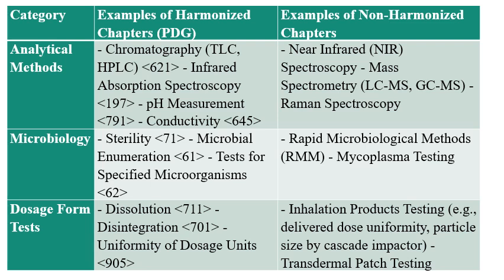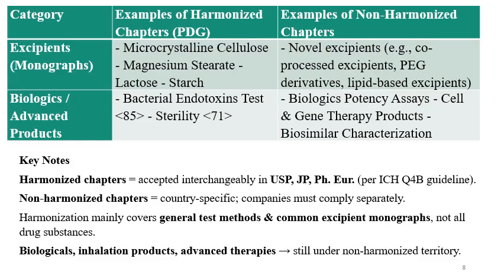Dosage form tests, dissolution, disintegration, uniformity of dosage units, these are harmonized. And non-harmonized dosage forms are like inhalation product testing, then the transdermal patch testing. These are coming under the non-harmonized chapters. I suggest you go through the recent understanding and recent updates on these examples so that you will have the current knowledge. Excipient monographs are also harmonized for MCC, magnesium stearate, lactose, starch, and these are non-harmonized for some novel excipients like co-processed excipients, PEG derivatives, and lipid-based excipients.